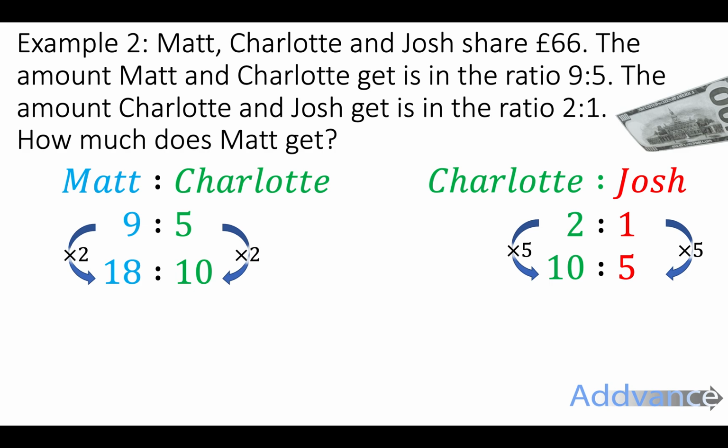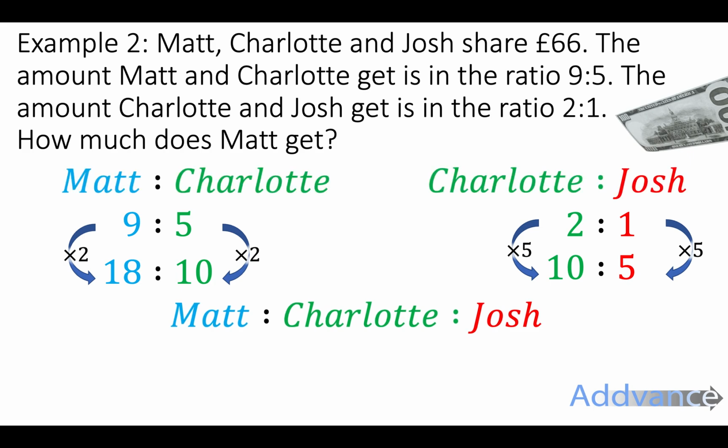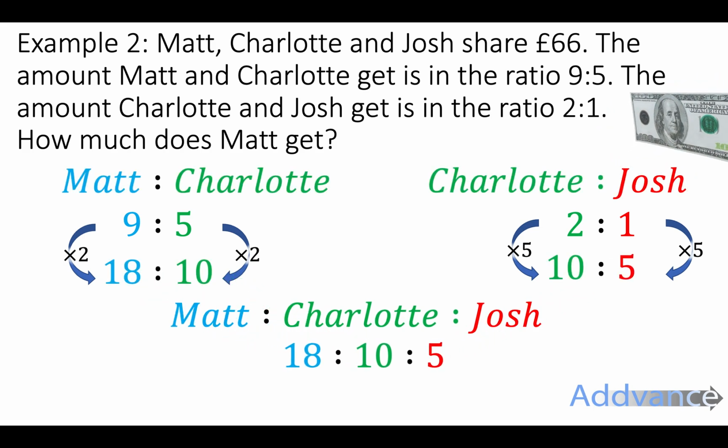And if you think about this, it's actually just lowest common multiple in disguise, because 10 is the lowest common multiple of 5 and 2. So we've multiplied this by 2 to get 10, and multiplied this by 5 to get 10. Now the full ratio of Matt to Charlotte to Josh is 18 to 10 to 5. And there we have written the entire ratio for all 3 people.